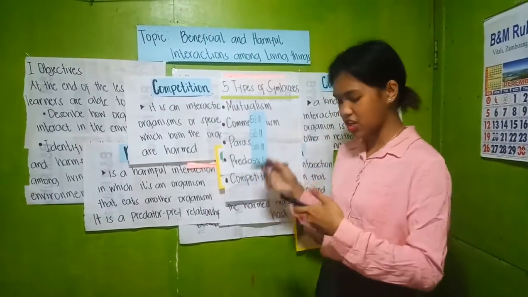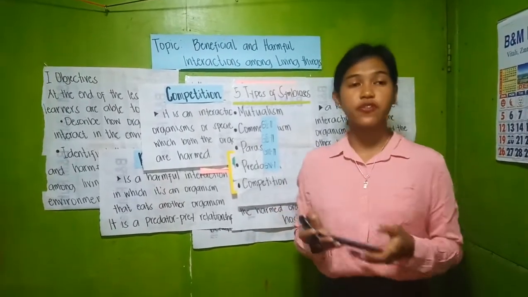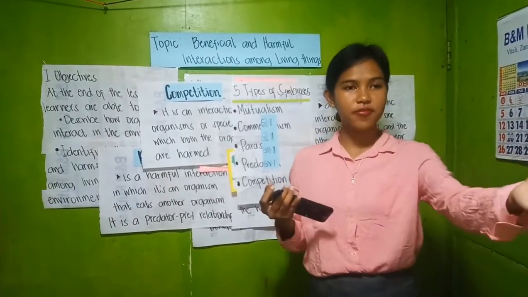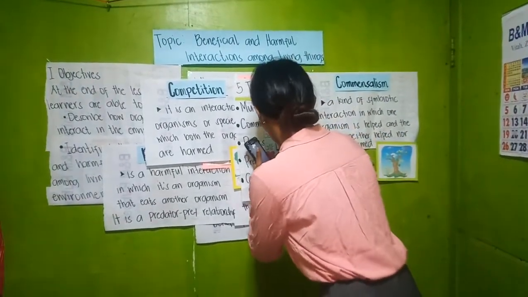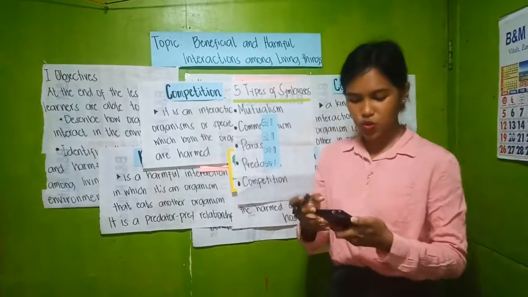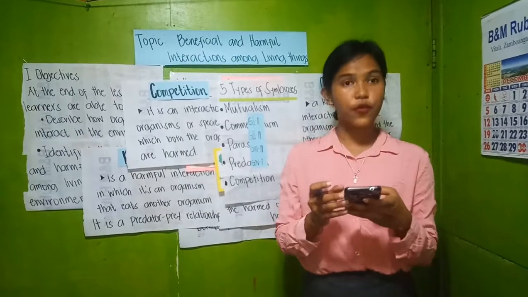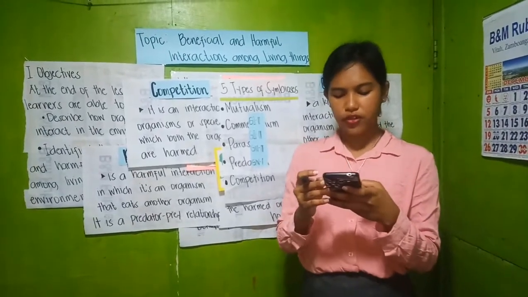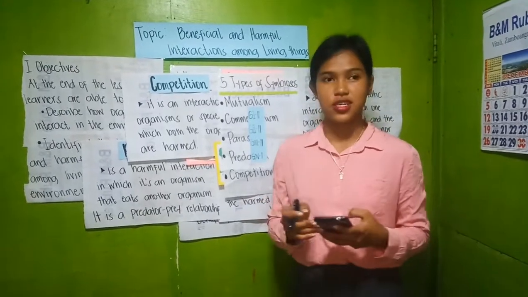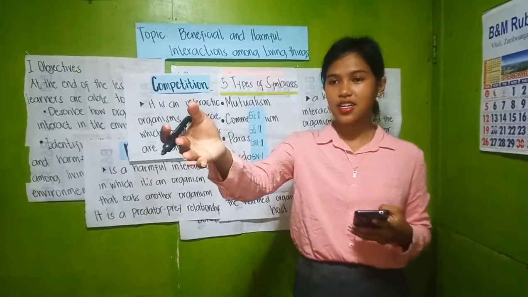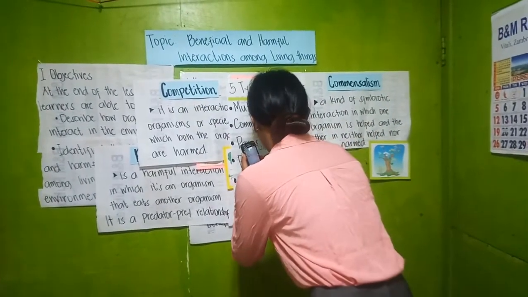Okay, for group 3, here's your question. A kind of symbiosis in which both organisms benefit from the interaction. Yes, John? Mutualism, ma'am. Very good. Group 3 has 5 points. Okay, for the last group and the last question, group 4, choose your player. Okay, group 4. Plants may compete for available nutrients, water, sunlight, and soil. What kind of symbiosis is this? Yes, Clara? Competition, ma'am. Very good. Group 4 also has 5 points.